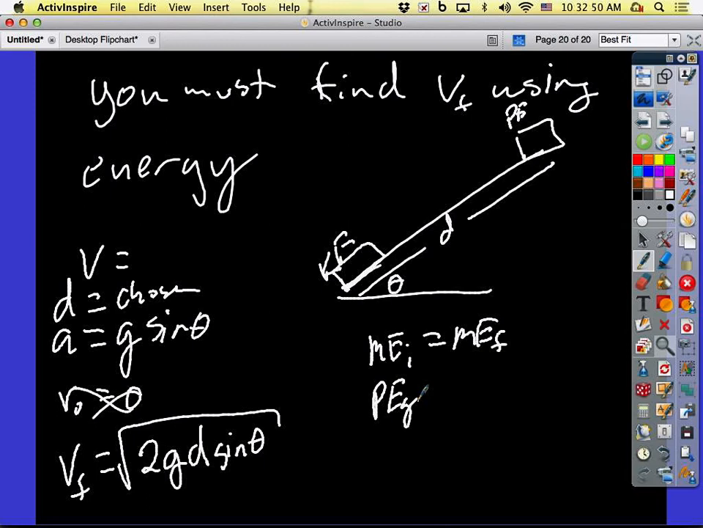That's what we did here. Okay, now what do I put in for PEG? PEG equals what? We hopefully haven't lost any energy due to friction. This should be a conservative system.